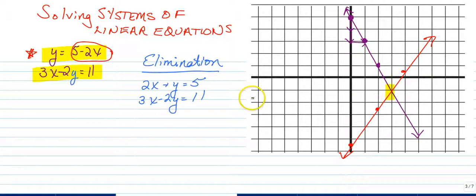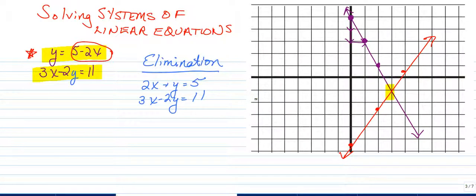At this point, I determine which variable I want to eliminate. Now to determine that, what I like to say is go with the variable that has the smaller coefficients. So if you notice, the x's are 2 and 3 respectively, and the y's are 1 and negative 2. So I'm going to work with the y's. It's just usually a little easier to eliminate the smaller numbers. You can do either one.